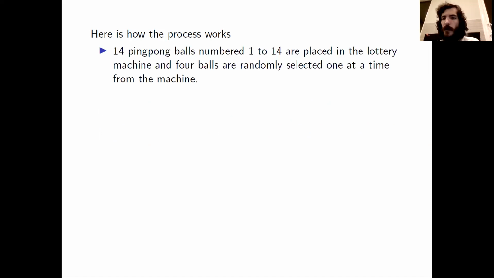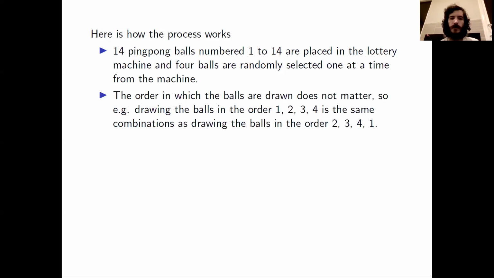So there are 14 ping pong balls. The balls are numbered 1, 2, up to 14. And they're placed in the lottery machine. And then 4 balls are randomly selected, one at a time, from the machine. Note that the order in which the balls are drawn does not matter at all.